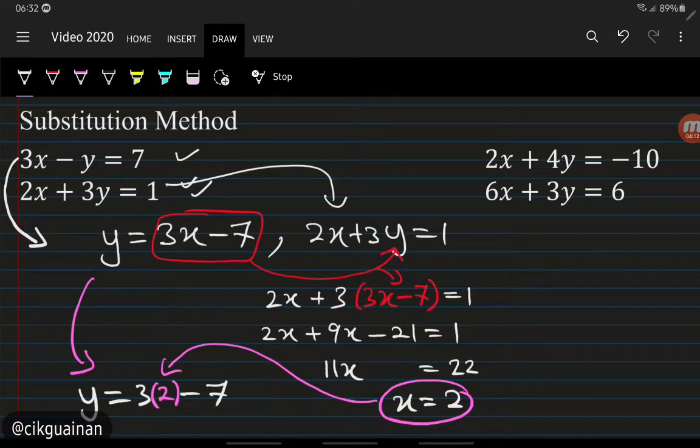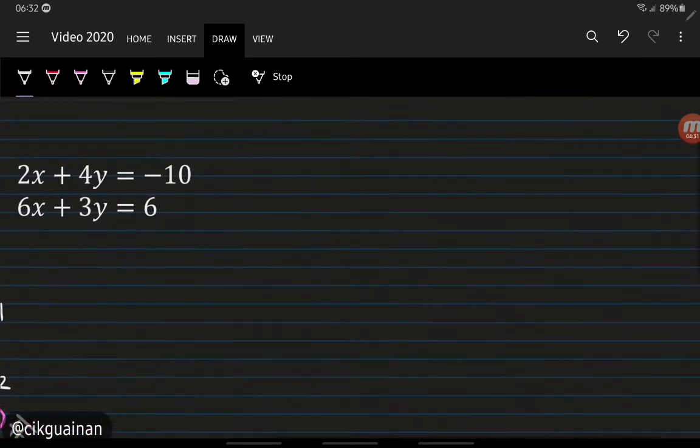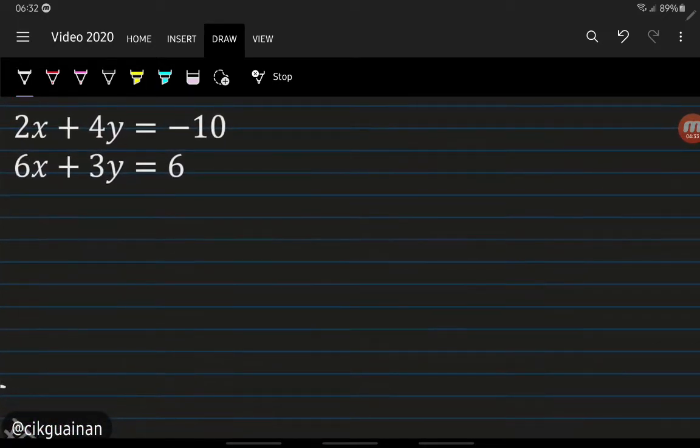So 3 multiplied by 2 is 6. 6 minus 7 is minus 1. So we have already solved it. This is the first one: x equals 2, y equals minus 1. Let's move on to the second example.